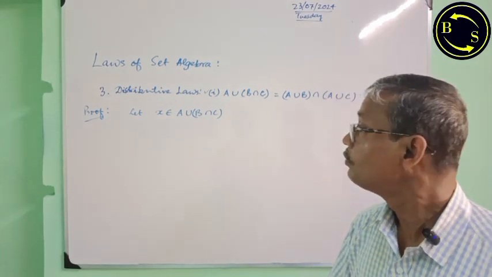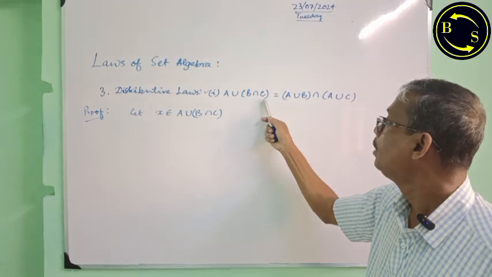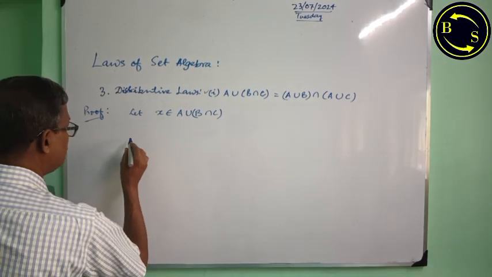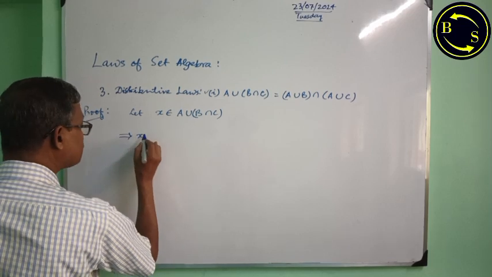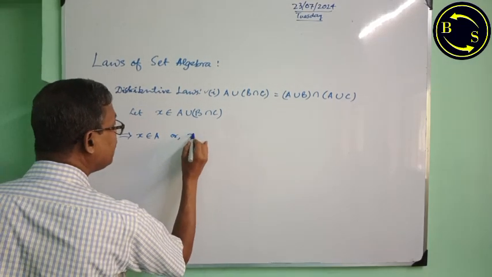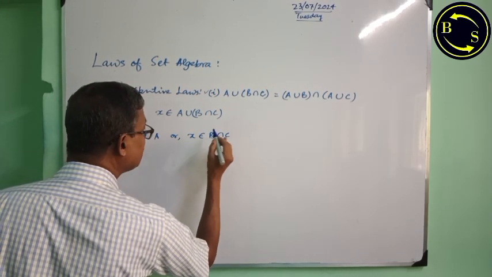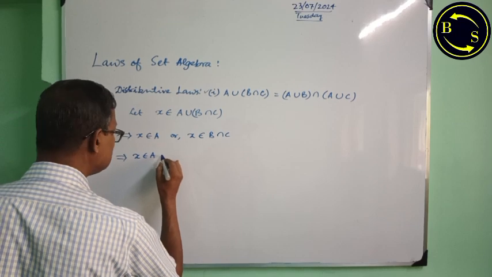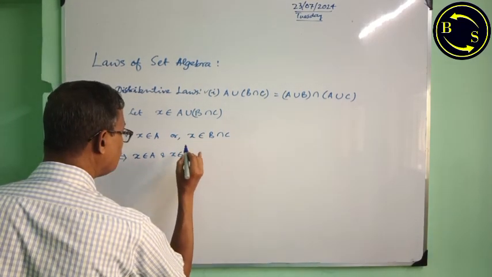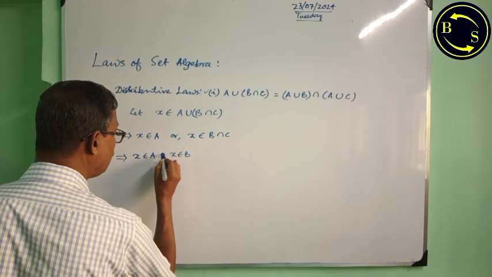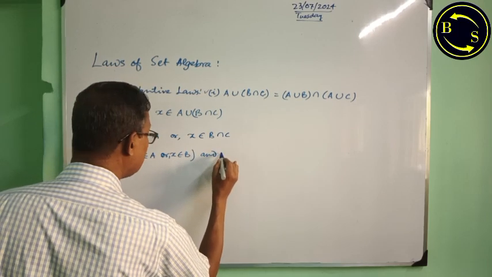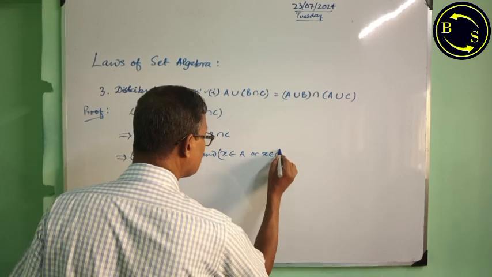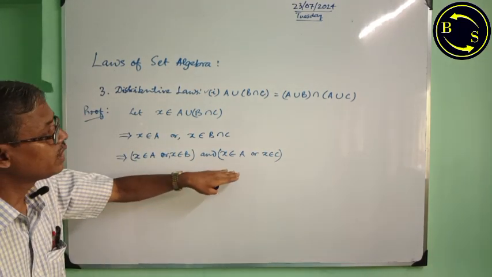Now I am going to prove. For that, I have taken an element x for the left hand set, that is x belongs to A union B intersection C, which implies x belongs to A or x belongs to B intersection C. Now this can be stated as x belongs to A or x belongs to B, and x belongs to A or x belongs to C. This statement can be written in this way.